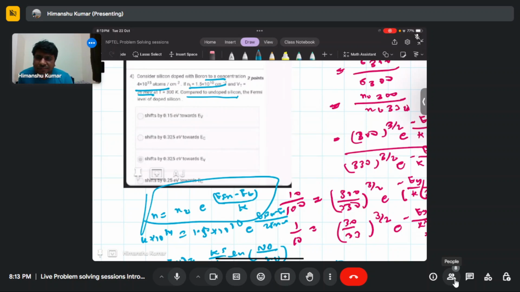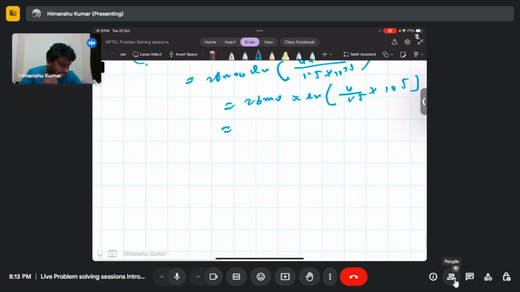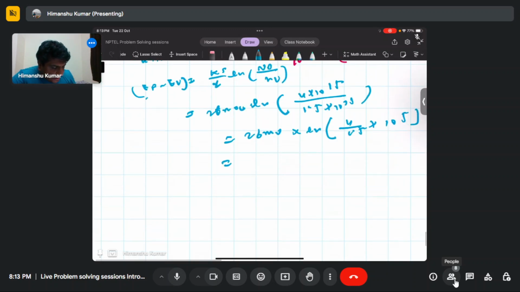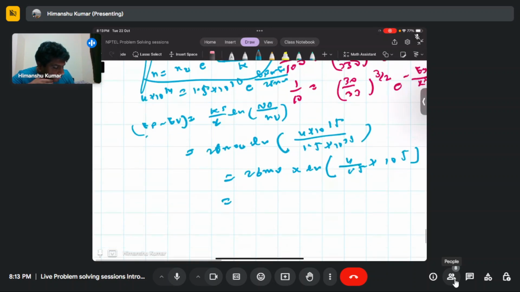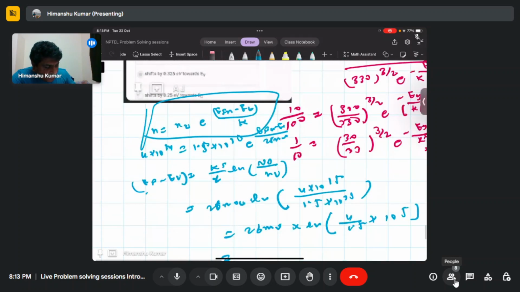Is that clear? Okay, so how does it go towards EC and EV? See, like this. So this is the relation.